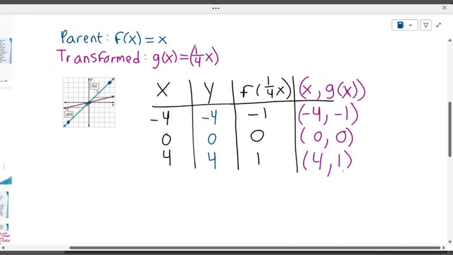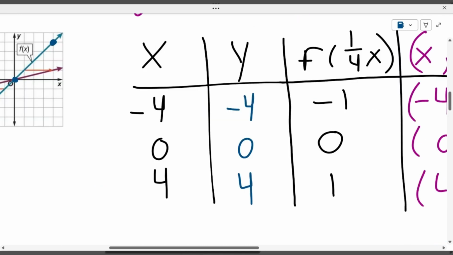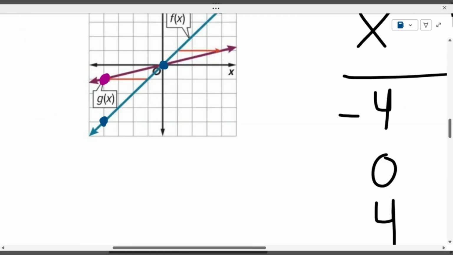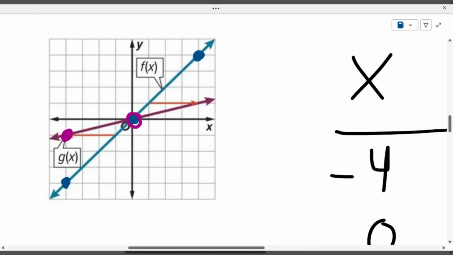So we go to -4, -1, which would be right here. Then we find 0, 0, which is right here. That's shared with the original function. And then we have 4, 1. So we go to +4 and up 1.